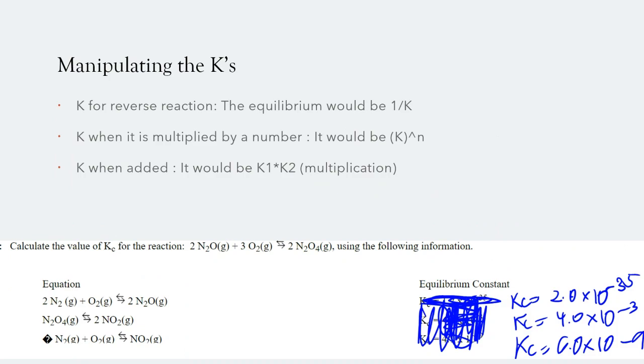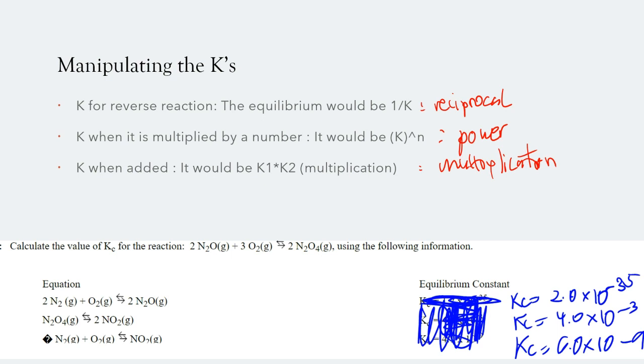Manipulating the K. When it's a reverse reaction, it's going to be 1 over K. When you're multiplying a reaction by a number n, it's going to be K to the power n. And when reactions are added, the K values are going to be multiplied. So if it's reversed, it's going to be the reciprocal. If it's multiplied by a number, it's going to turn into a power. And when added, the K values are multiplied. So addition in here is multiplication. Multiplied by a number turns into a power. And when it's a reverse reaction, it turns into its reciprocal.